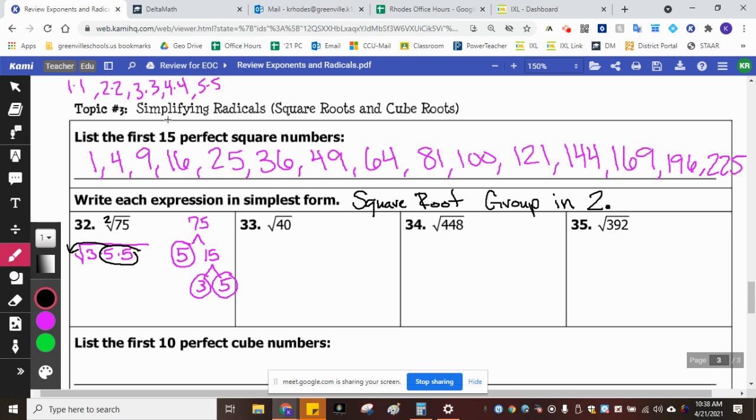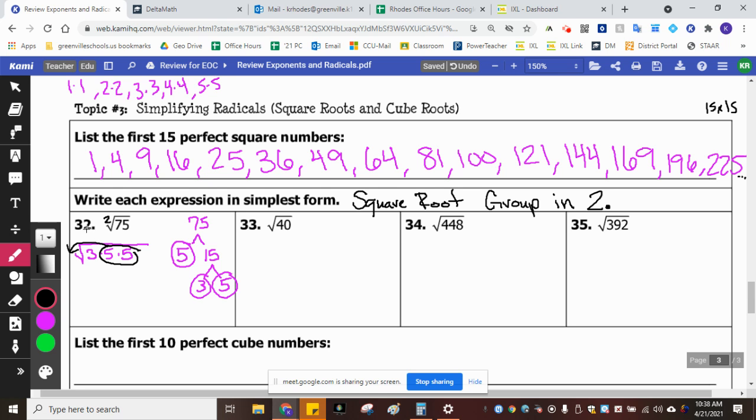Reviewing simplifying radicals, remember your perfect square list is generated like this: 1 times 1 is 1, 2 times 2 is 4, 3 times 3 is 9, 4 times 4 is 16, 5 times 5 is 25. And you keep going. This list goes on forever. I stopped at 15 times 15, which is 225, because it says the first 15 numbers.